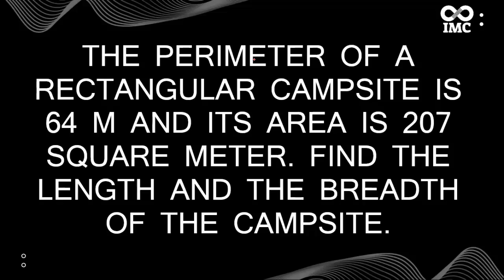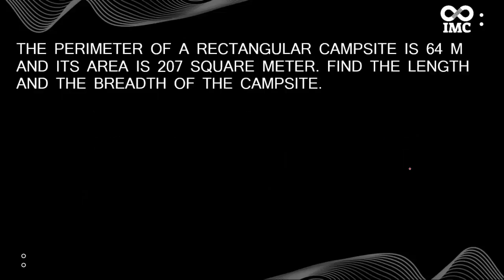The perimeter of a rectangular campsite is 64 meters and its area is 207 square meters. Find the length and the breadth of the campsite. So how can you solve? Look, here the information says the perimeter of a rectangular campsite is 64 meters. So perimeter is 64 meters.